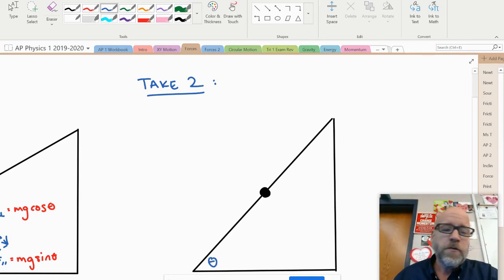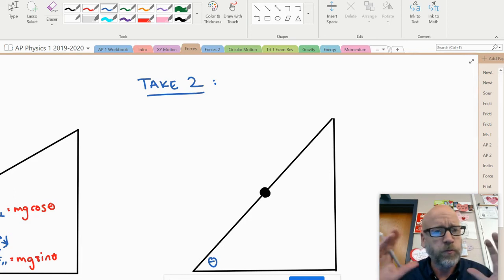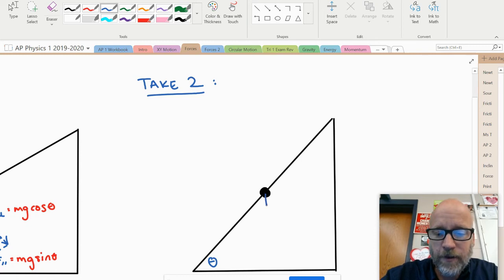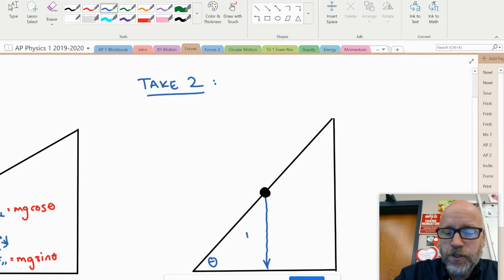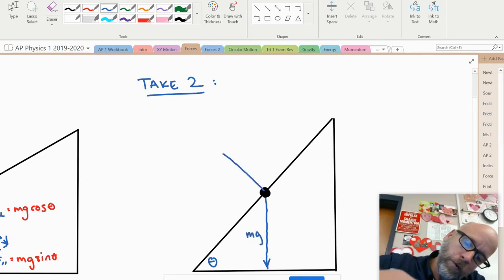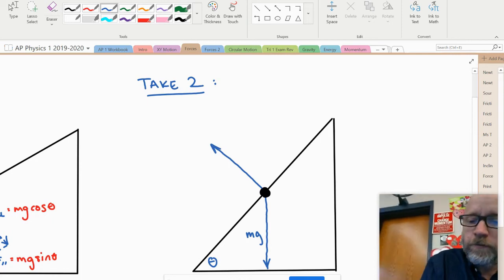This time, when I drew the mass, instead of drawing it as a box and drawing the forces from the center of the box, which is proper physics technique, I'm instead going to let it be a point mass. That way I can just represent it as a big dot. Now, when I do that and I draw in my vectors, the angle thing becomes much more clear. We're going to have mg acting straight down, and we're going to have the normal force perpendicular to the surface.